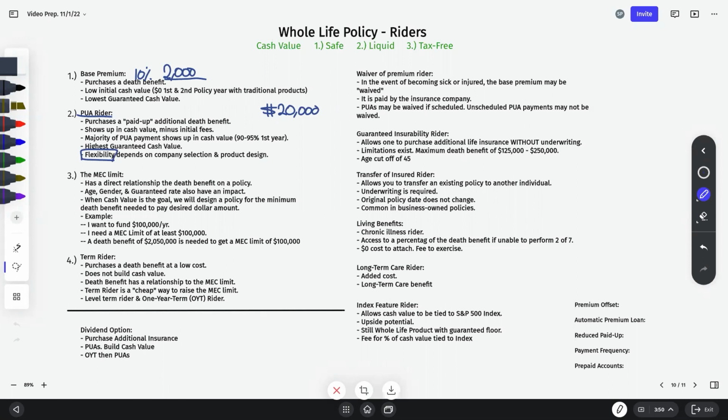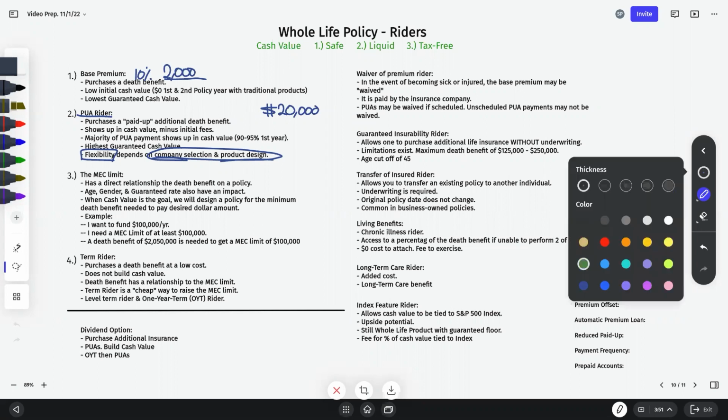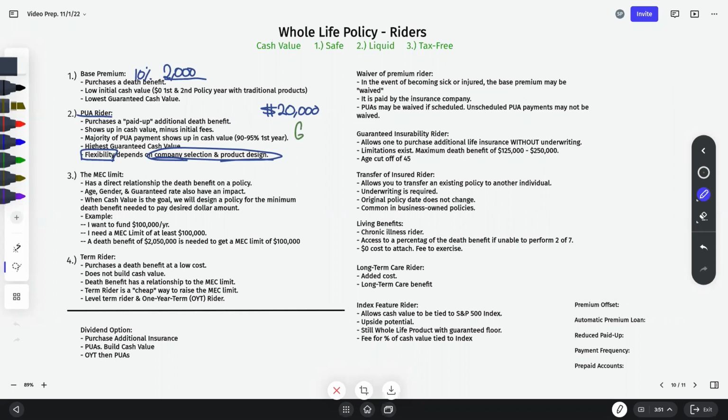So what that means is exactly how you can add money into that PUA rider. This will depend on the insurance company and also the product design. This is very important. To provide one example, there's a lot of companies out there. Let's combine both company selection and product selection. Let's take Guardian. Their logo is green, so let's draw them in green here. One of my favorites of the major mutual companies.